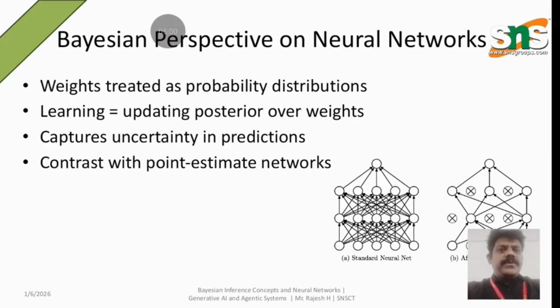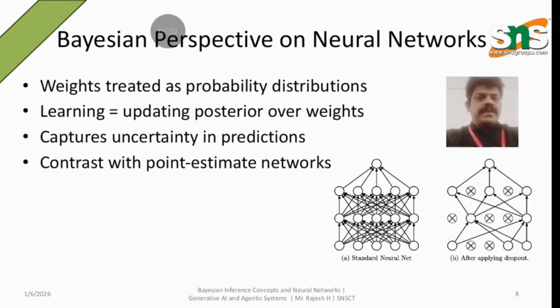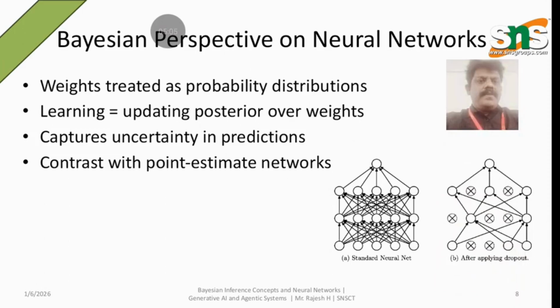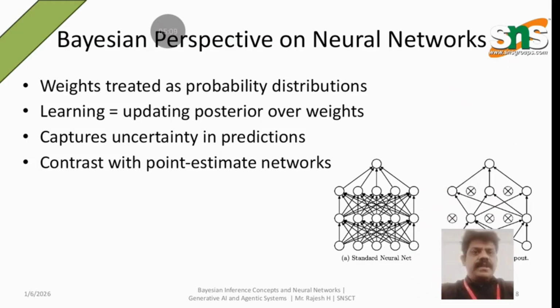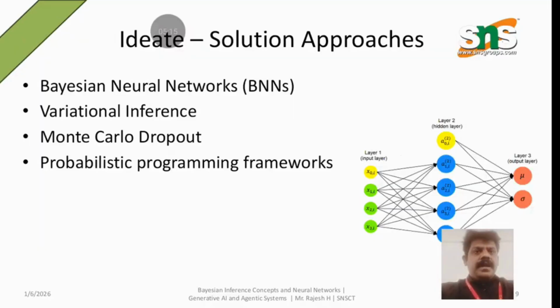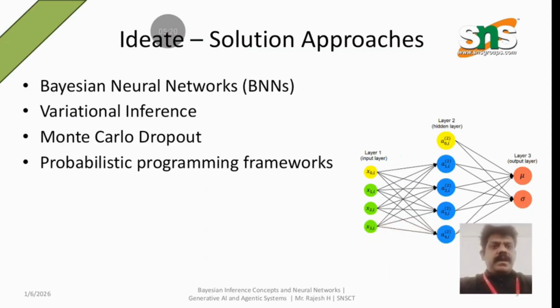And with the Bayesian perspective of neural networks, you can see there are two diagrams. One is the standard neural network diagram, and the other shows how the diagram would be after applying dropouts. Here we are capturing the uncertainty in predictions with probability distributions. And in the ideation stage, we can do the same thing with Bayesian neural networks. We can find the variational inference, and we can estimate the dropouts, and see how that programming model has been created with the neural network support.